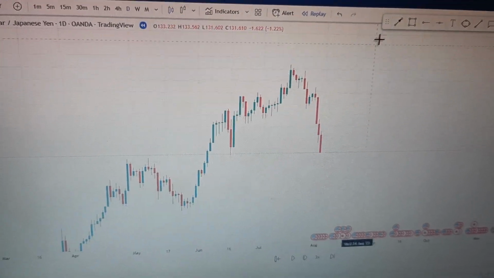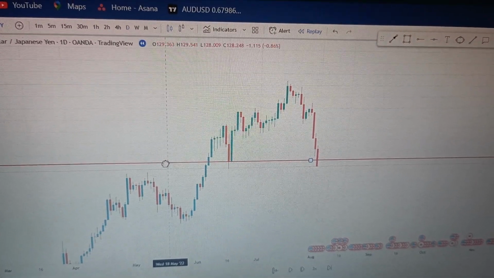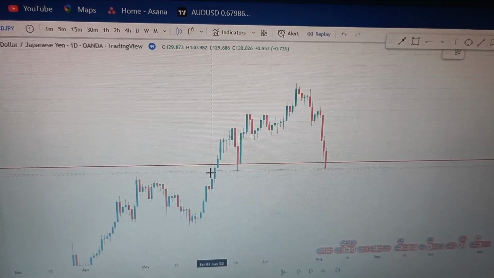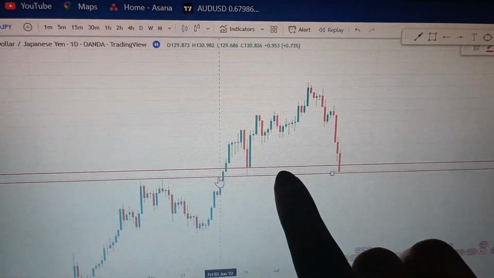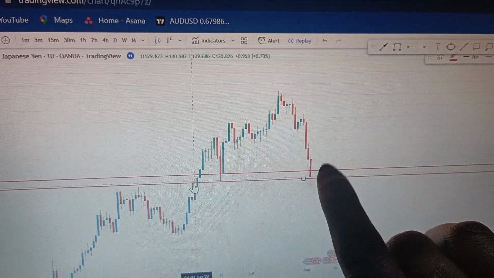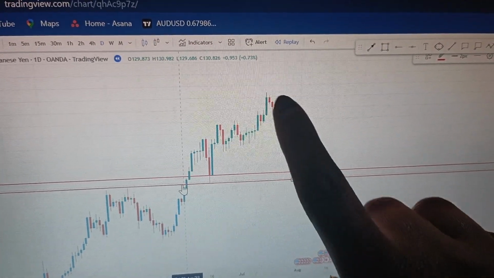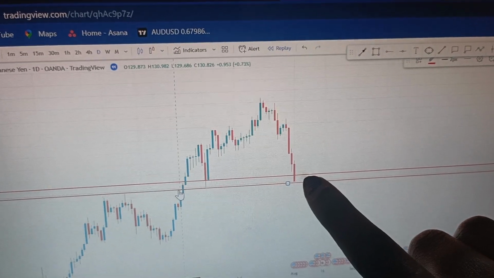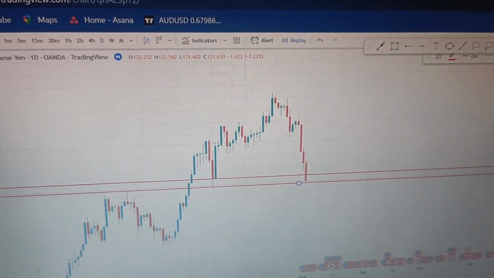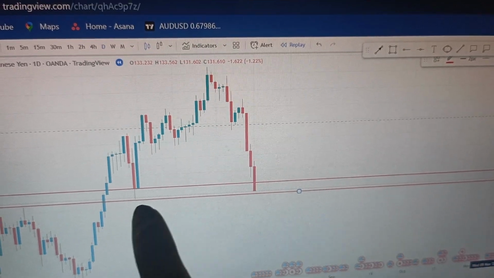So let's first draw our support very well. Following the rules, you put the first line to the body like that, the second line to the wick. The rules are very clear that the sellers are not supposed to break the second line. If they break the second line, this possible double bottom is violated and we cannot use it. So when the market is going down, you have to be very careful that the market has not broken the last line.